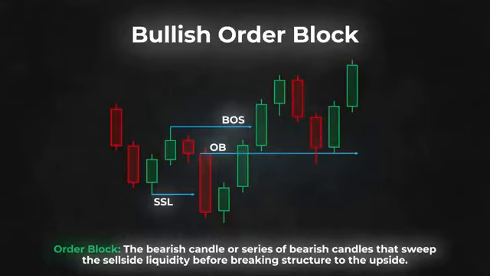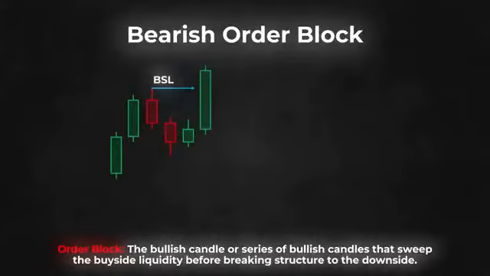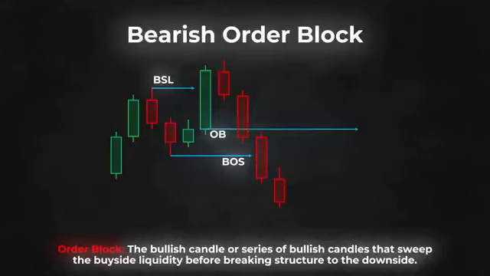The bearish variation of an order block is formed by the large body bullish candle or series of large body bullish candles that sweep buy side liquidity and then lead to a break of an old low right after it, which in this case is called break of structure. The order block occurs at the open of the large body bullish candle that sweeps buy side liquidity. Price will often retrace back to the order block before moving lower.